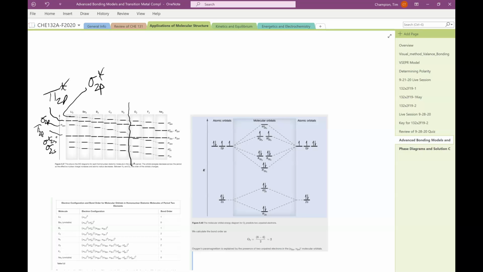And I will point out that in both of these MO diagrams, they're ignoring the fact that there is a sigma 1s and a sigma star 1s underneath all of those. That applies all the way across and underneath this one as well. They're just ignoring it because it's full.